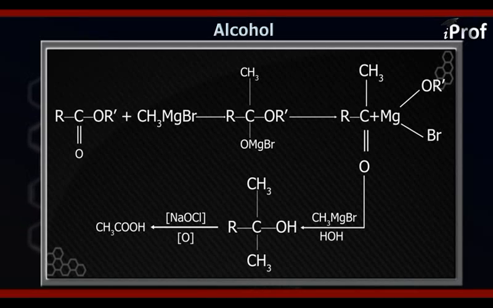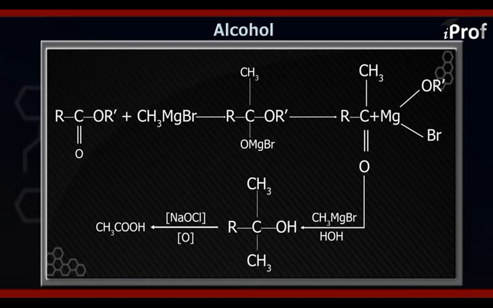And on acidification, that alcohol is being produced. Now this alcohol, further followed by the oxidation with NaOCl, fetches you acetic acid. This is being given in the question.